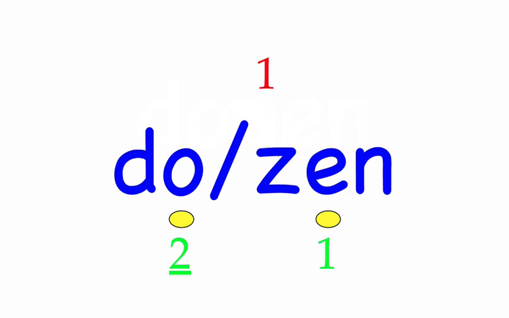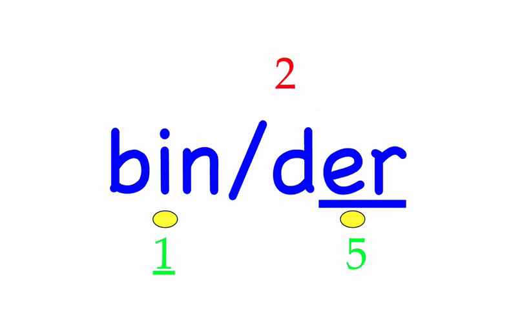Binder. I took a binder to school. Binder. Bine, 3 sounds. B, I, N. Der, 2 sounds. D, ER. Binder. Mark the word.